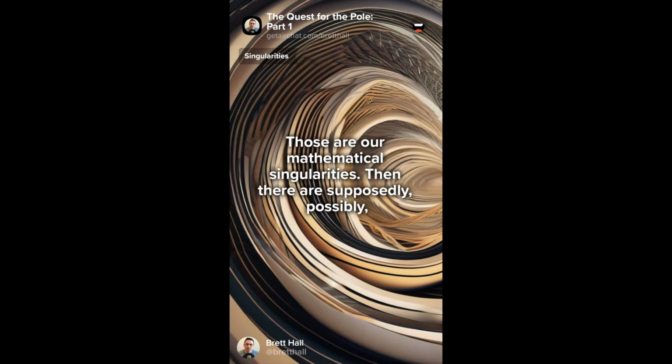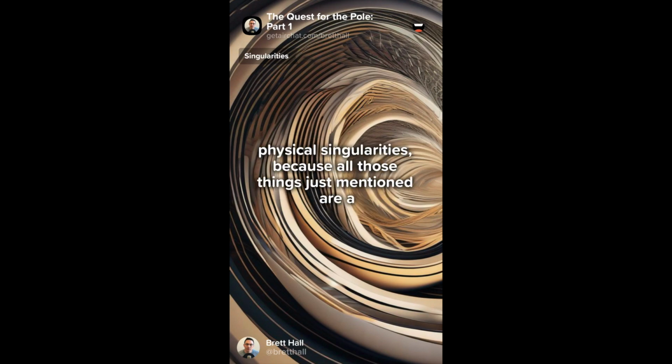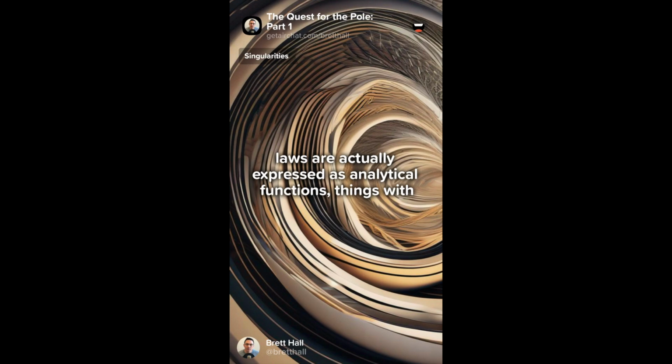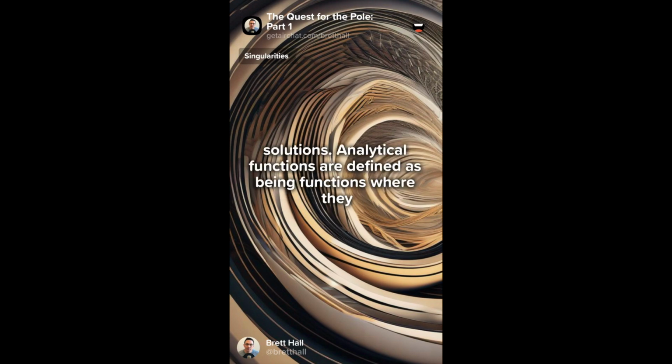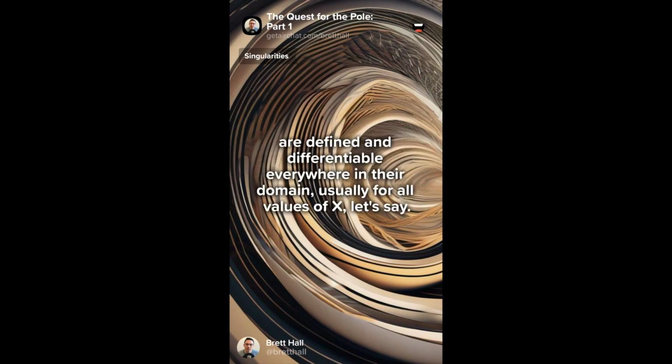Then there are, supposedly, possibly, physical singularities, because all those things just mentioned are a superset of the real functions, part of real analysis, which is what physical laws are actually expressed as: analytical functions, things with solutions. Analytical functions are defined as being functions where they are defined and differentiable everywhere in their domain, usually for all values of x, let's say.